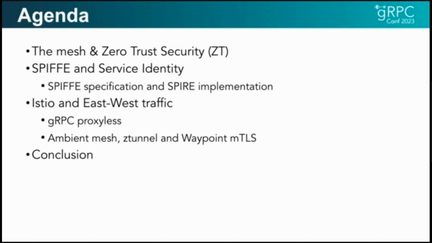So for the agenda today, I will start talking about the mesh and zero trust security and how zero trust is something that was adopted by the entire cloud native ecosystem as a standard. Then I will talk about SPIFFE and service identity. We'll look at the SPIFFE specification and SPIRE implementation inside Istio. We're going to look at Istio East-West traffic, specifically for gRPC. We'll take a look at the evolution, or the latest things that are happening inside Istio.